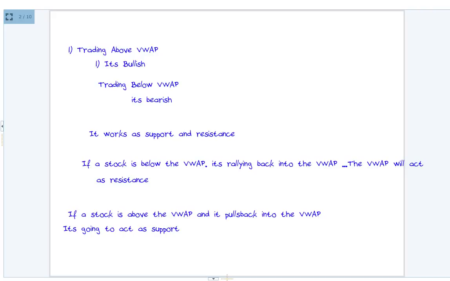If a stock or anything is below the VWAP and now it's rallying from low to high back into the VWAP, that VWAP is going to act as resistance. Same in the opposite way. If an instrument is above the VWAP and now it's pulling back into the VWAP, that VWAP is going to act as support. Now, it doesn't mean that when it's breaking VWAP, you should buy it and it's suddenly bullish. No. Also, it doesn't mean that as soon as it's breaking below VWAP, you short it.